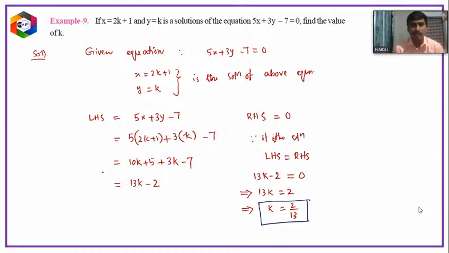I think now it is clear for everyone. So with this, the example problems are completed.